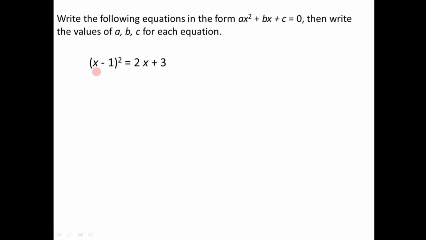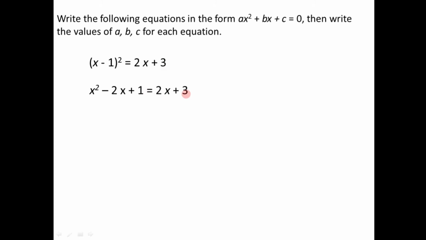For that one, we have to simplify (x - 1) squared. So here we should apply the expansion formula (a - b) squared. By using that, we can write the first term square, that is x squared, minus 2 into the product of these two, that is 2 into x into 1, that's minus 2x, plus the second term square, that is 1 squared, which is 1 here, is equal to 2x plus 3, the right hand side as it is.